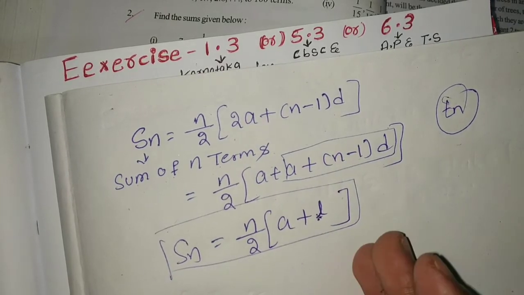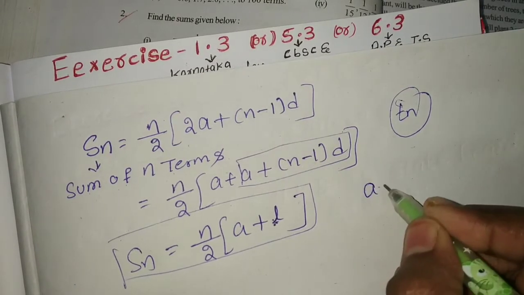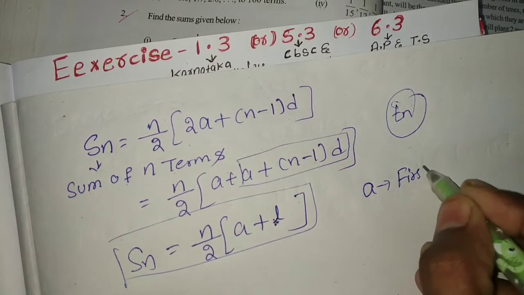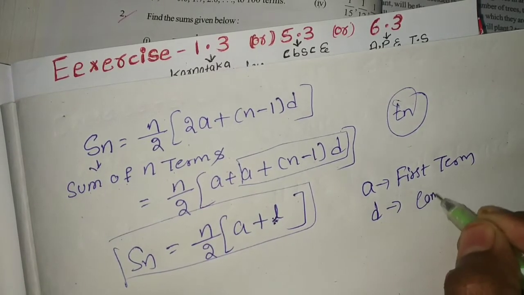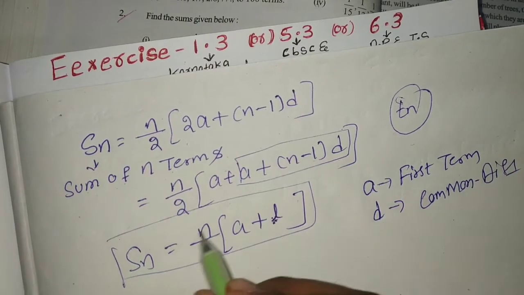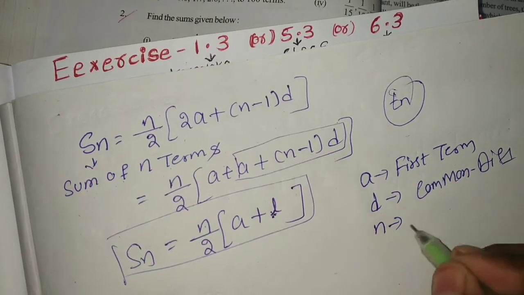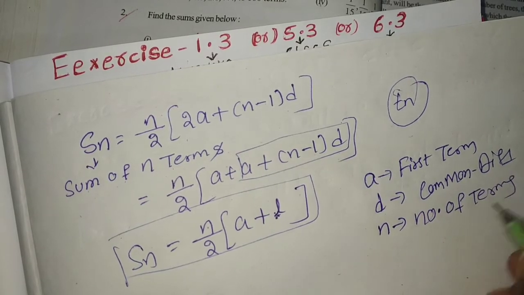Understand, this is very important. And you already know what A is here. A is the first term. And D is the common difference. And N is the number of terms. You have to know these things.